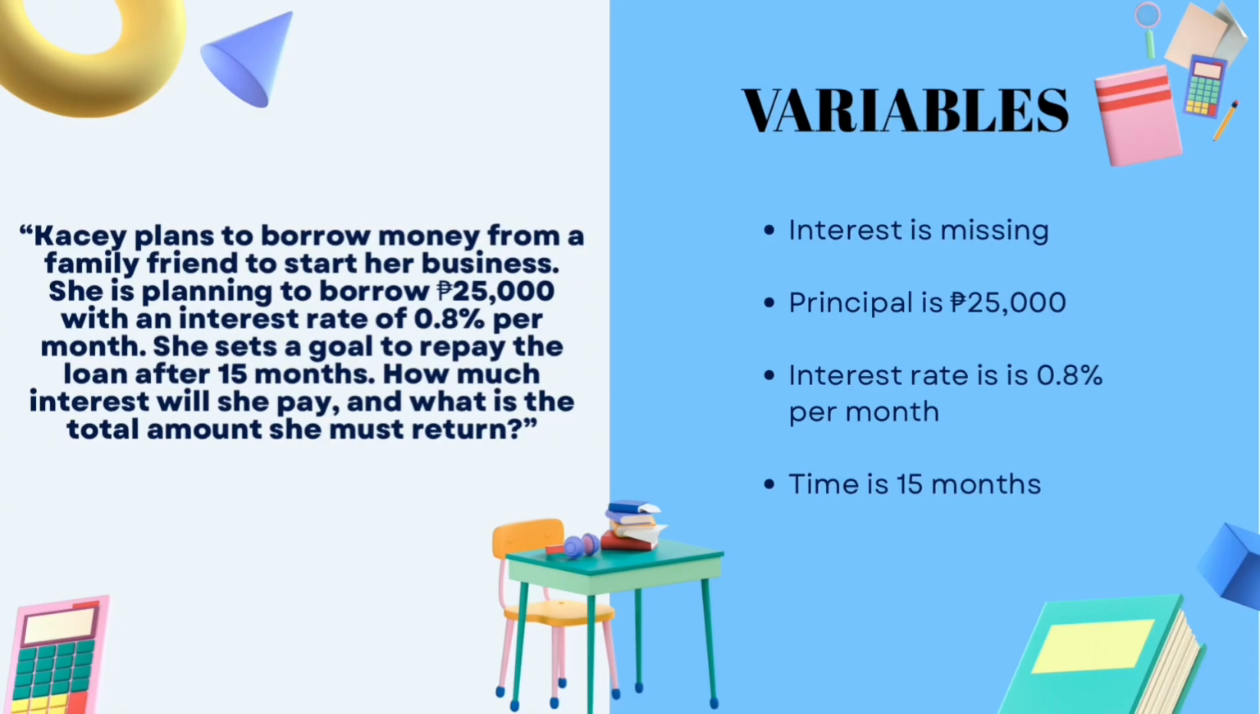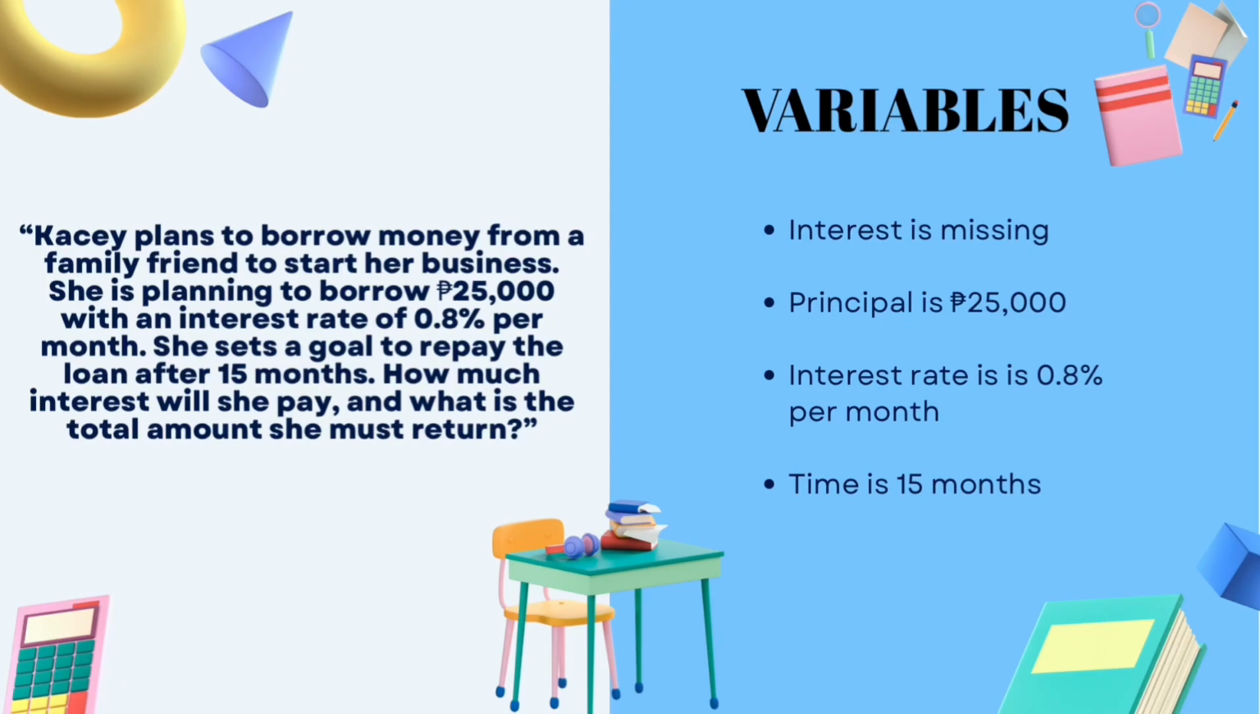Casey plans to borrow money from a family friend to start her business. She is planning to borrow 25,000 pesos with an interest rate of 0.8% per month. She sets a goal to repay the loan after 15 months. How much interest will she pay, and what is the total amount she must return? As you can see, in this equation, there are a lot of conversions. But let's take it a step at a time.